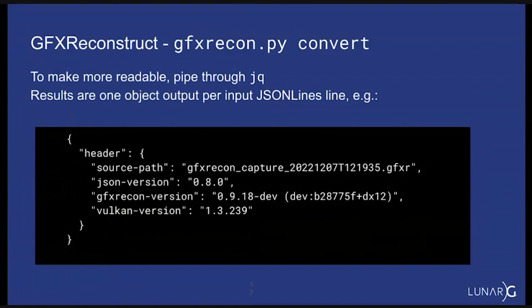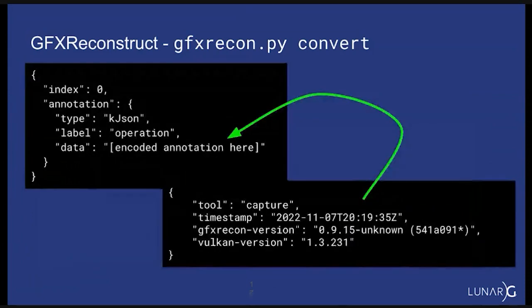And this header that's stored in the capture file tells you what the original source file was. It tells you the version of GFXRecon that convert was using, which in here is, I think, a private version that I built, so you can see the git hash. The very next field is an annotation, which tells you what the original tool was that made the capture, and it was capture. It gives you the timestamp, and it tells you the Vulkan version that was used.